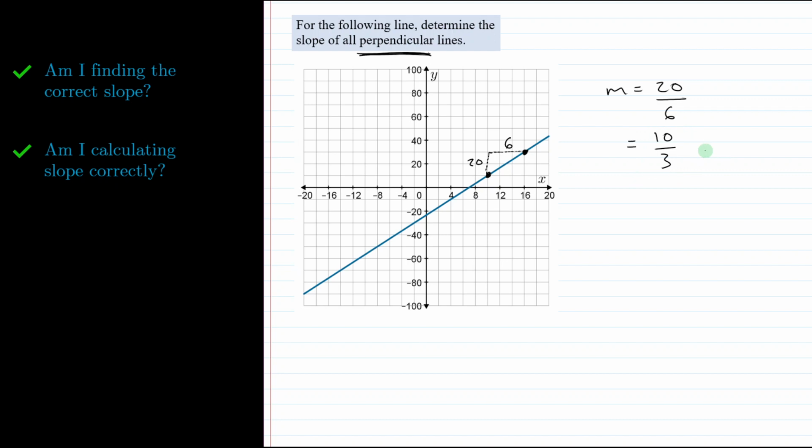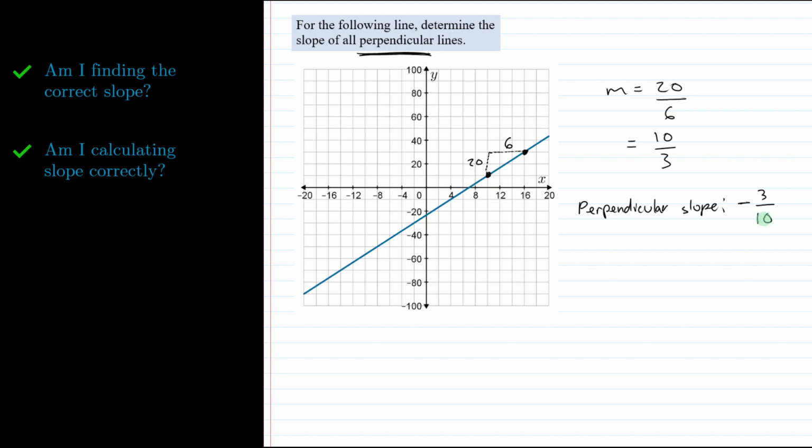So we could say perpendicular slope is, well, 10/3 is positive, so we need to make sure we change the sign, so negative, and we need to interchange the rise and the run. That is, we need to flip our fraction, so we get negative 3/10. So remember to do both of those things.